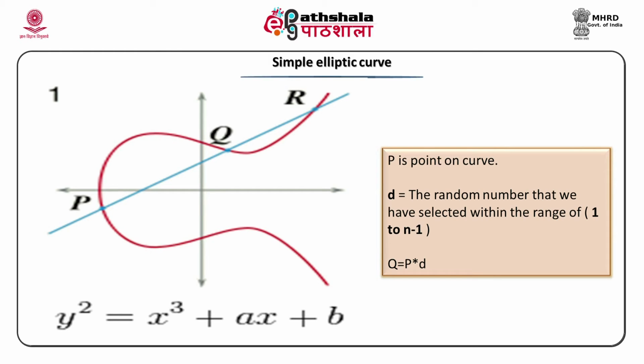P is a point on the curve, D is the random number that we have selected, and it is to be in the range of 1 to n minus 1. And we have already selected n, that is the order of point G, and we have considered such that n into G gives you the point of origin.